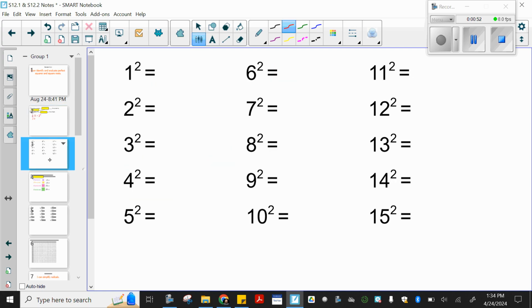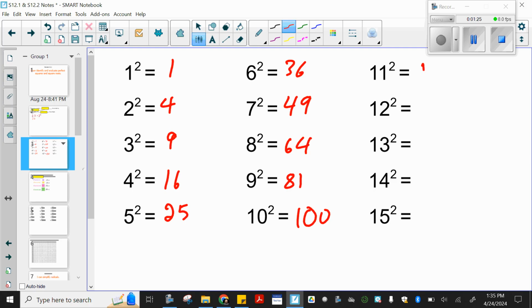So let's go through these. Some of these you might know. Let's do that now. So 1 squared, 1 times 1 is 1. 2 squared, or 2 times 2, is 4. 3 squared is 9. 4 squared is 16. 5 squared is 25. 6 squared is 36. 7 squared is 49. 8 squared is 64. 9 squared is 81. 10 squared is 100.